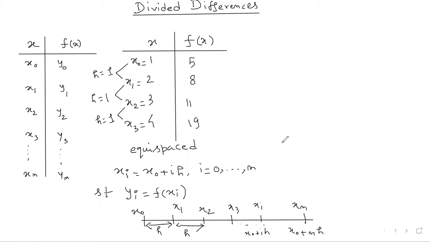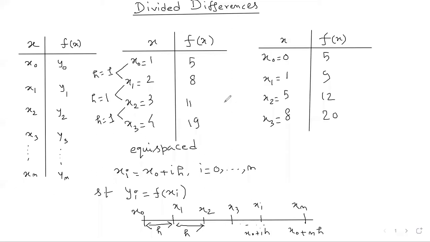But for divided differences, the data set is not necessarily equally spaced. That means we cannot represent the arguments in this form. For example, if we consider this data set, we'll see between any two consecutive values, we don't have any constant difference, because between x1 and x0, the difference is 1, whereas between x2 and x0, we have 4, and between x2 and x3, it is 3. So this is not equispaced, but the earlier one is equispaced.